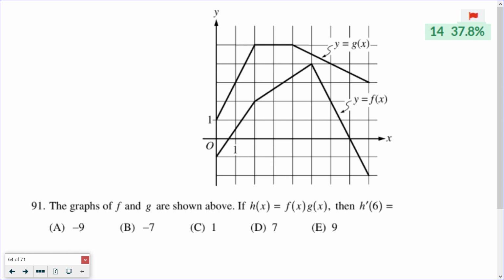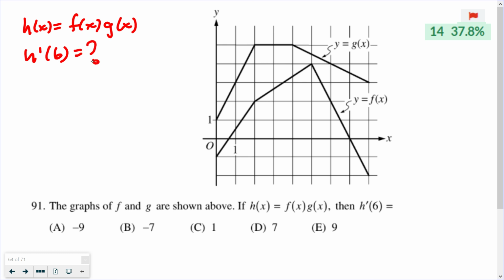And for those people in the back, you're trying to find h prime of 6, and h of x is defined as f of x times g of x. All right, I'm going to hit pause. So if you guys are at home, you should hit pause and try it on your own. Because, boy, this was not very successful. And I know why. So I hope you don't make the mistake again.